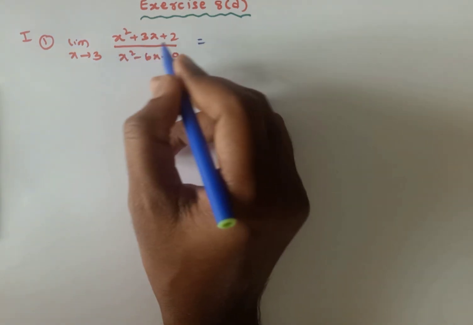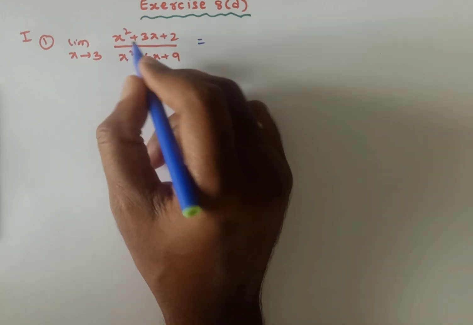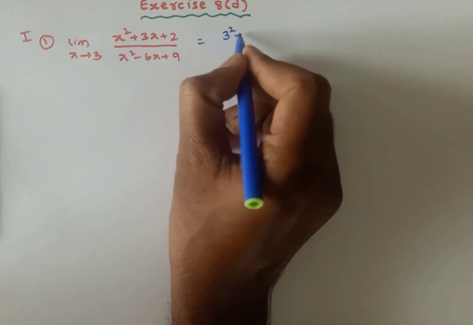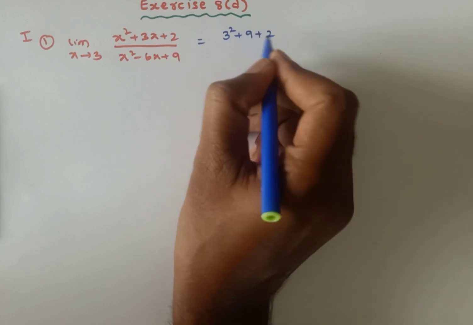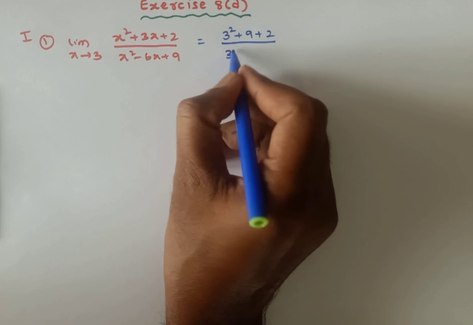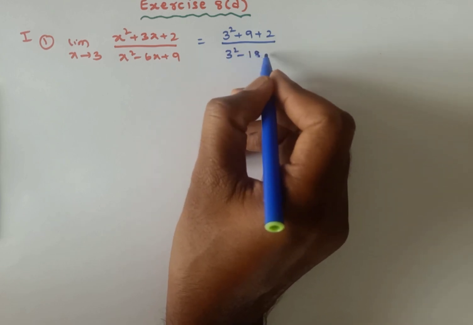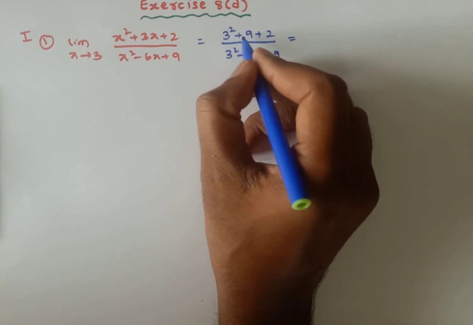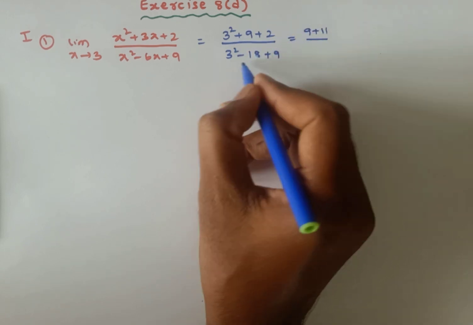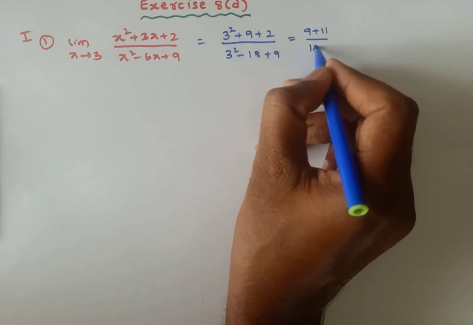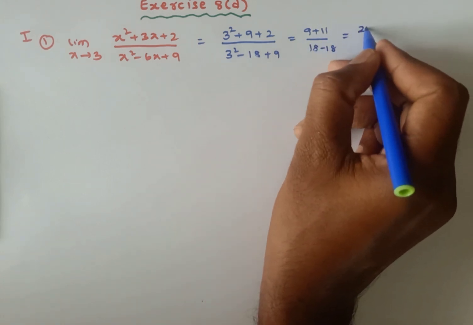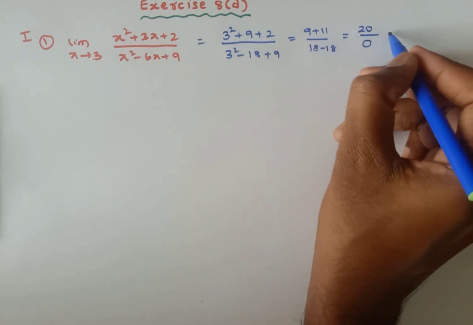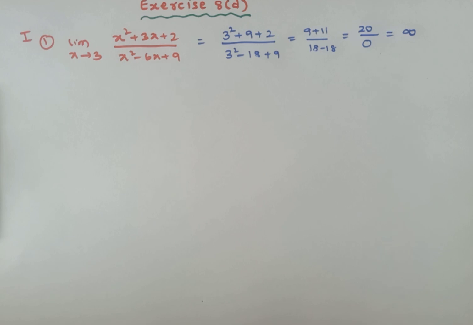Simply apply the limit x tends to 3 to the numerator: 3 square plus 3 into 3, that is 9 plus 9 plus 2, divided by the denominator 3 square minus 6 into 3 plus 9. So this is 9 plus 11, that is 20, divided by 9 minus 18 plus 9, that is 0. Something divided by 0 is undefined, so that is infinity. So here the limit is infinity as x approaches 3. The rational function approaches infinity.